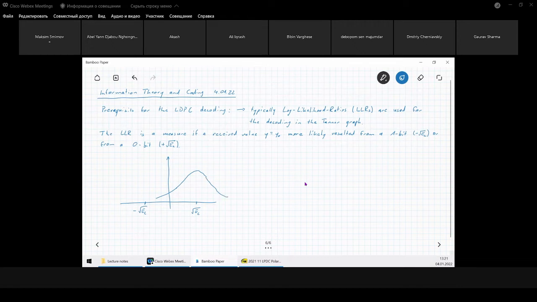So, for example, this is the distribution of y, the received values, given x, in the case y given x being plus square root EC.